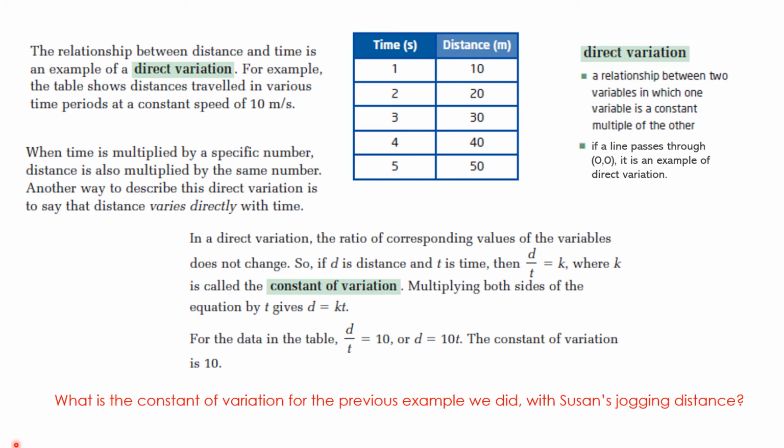So what was the constant of variation in the example we just did with Susan's jogging distance? What was the number we were multiplying all of our x's by to get our y's? The number we were multiplying all our time by to get our distance? The constant of variation, K, was 150 for the last example.